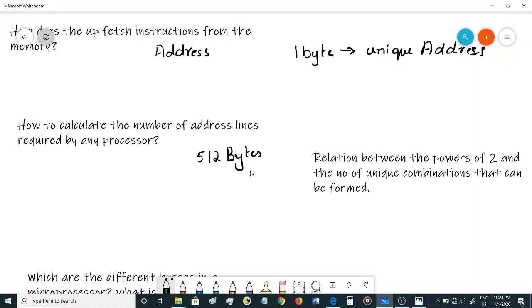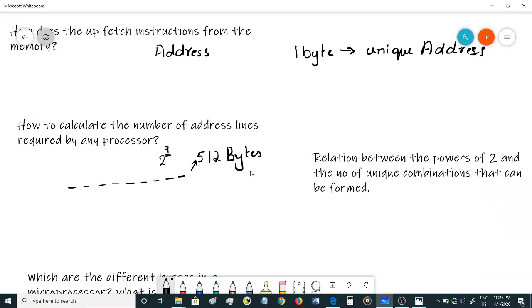How many lines will be required? Now what is 512? 512 is 2 to the power 9. So you will require 9 address lines, 9 different bits to represent your 512 unique combinations. Is that clear?